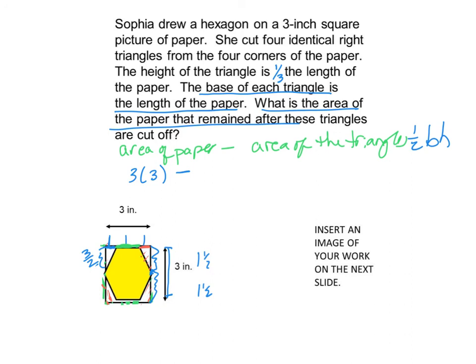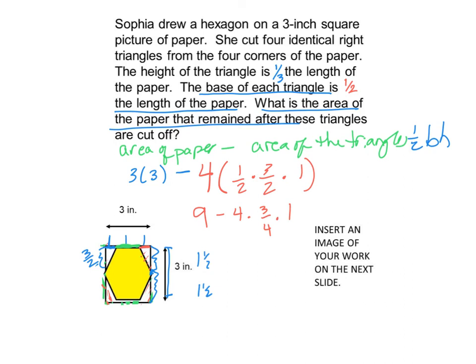So there are 4 of them. 4 times the area of 1. 1/2 times the base. The base is, there's another, I think, fraction. Let's see here. The base is 3/2 and the height is 1. Okay, so that's 9 minus 4 times 3/4 times 1.